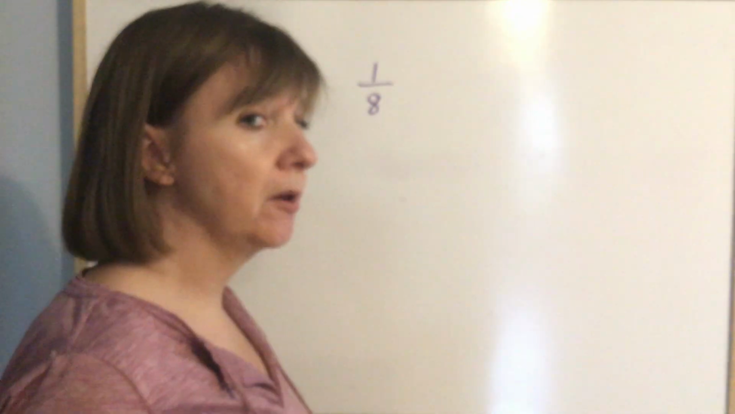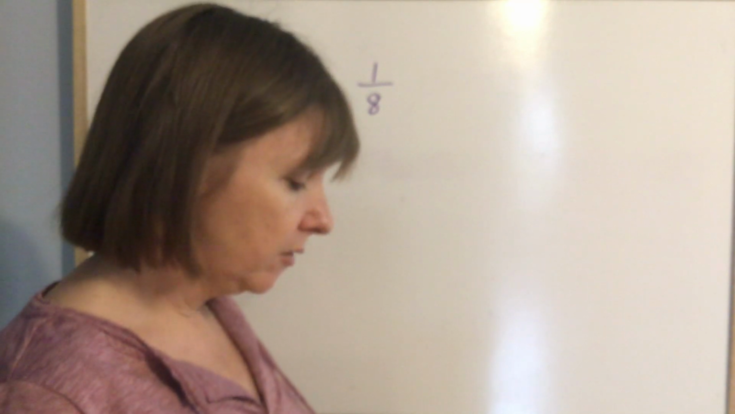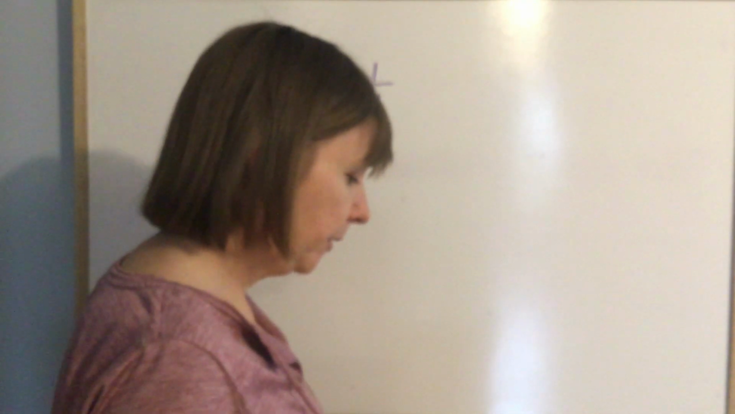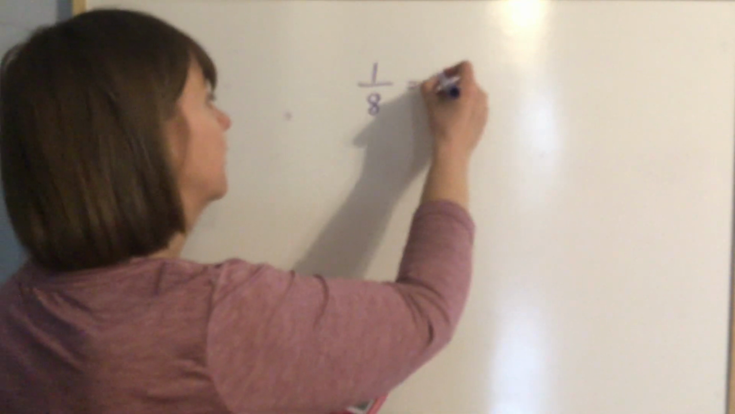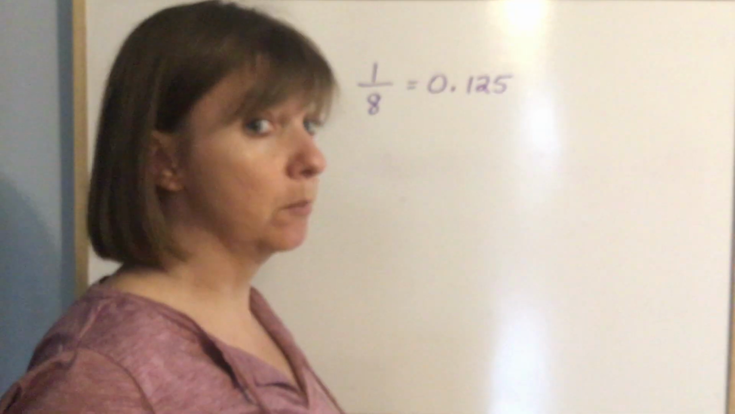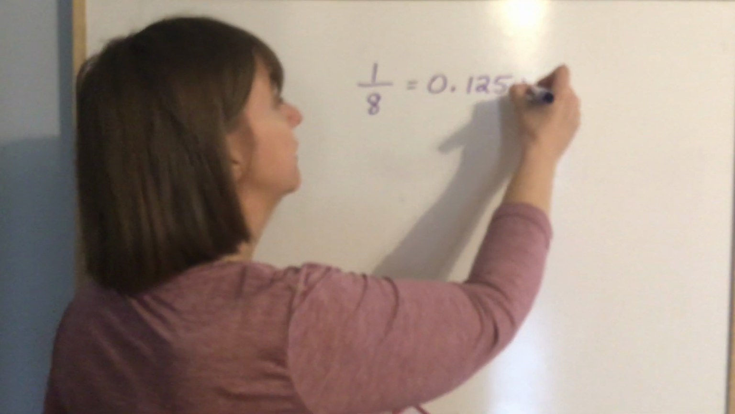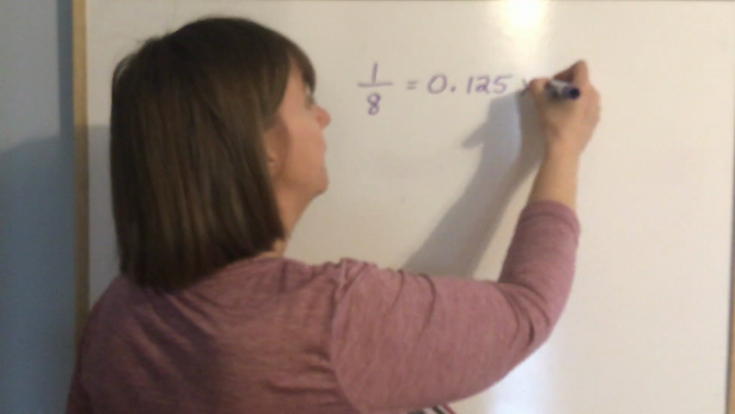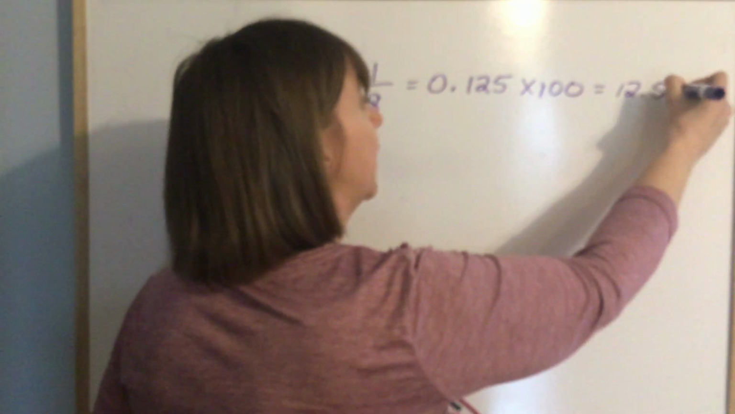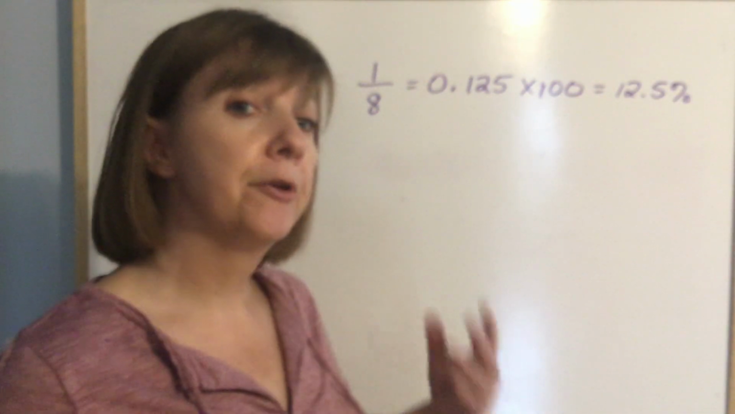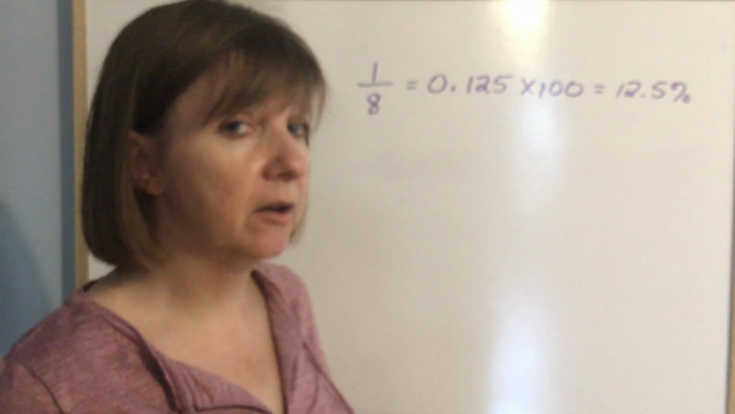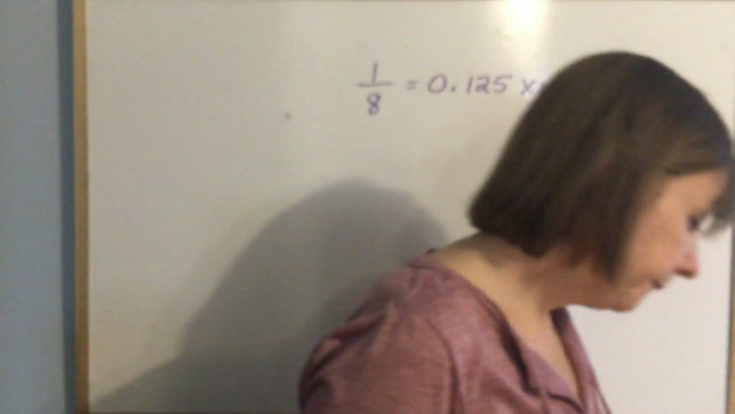Now they said express it as a percent. So what you do is you just divide those. 1 divided by 8 is 0.125. That's a decimal. To change it to percent, you just multiply by 100, which gives you 12.5%. So there's a 12.5% chance that if you were using the spinner that they provide, you would get a 4.